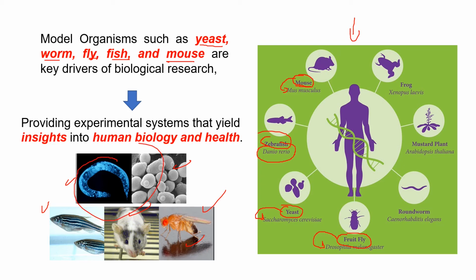So why are they model organisms? Because they are easy to breed, because they are easy to manipulate in the lab, as we said last time, and because we have studied them in a lot of detail, so we can use them and answer questions very fast.